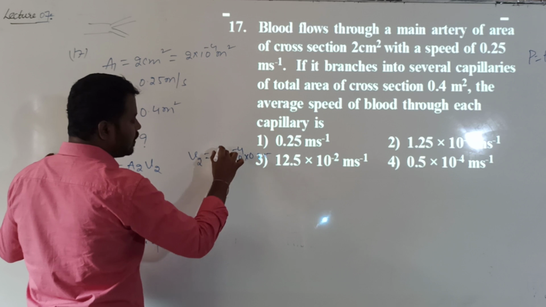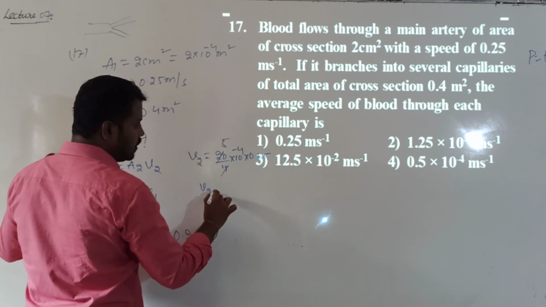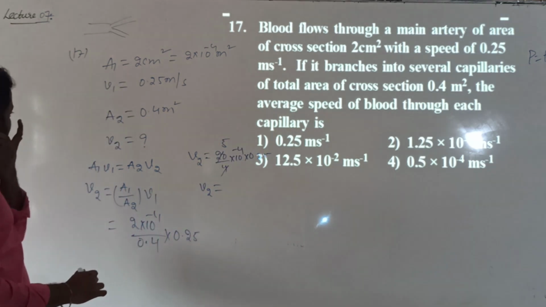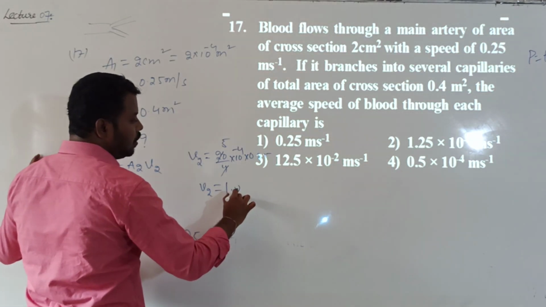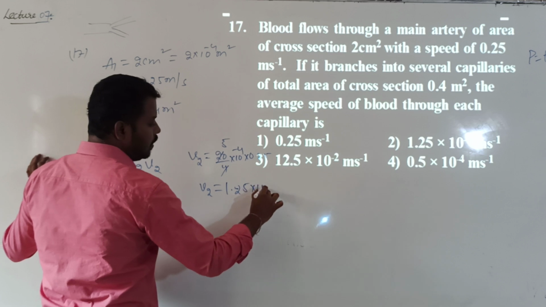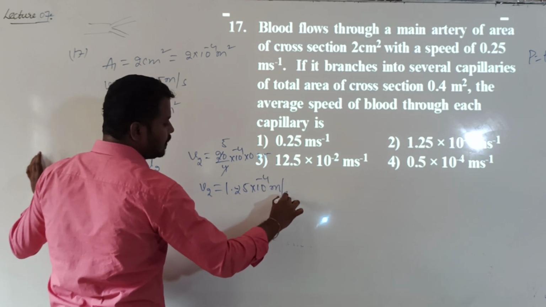Then 4 ones are 4, 5 5s are 25. So V2 value is equal to 0.25 into 5, that is 1.25 into 10 power minus 4 meters per second.